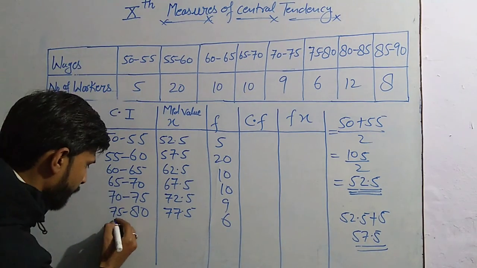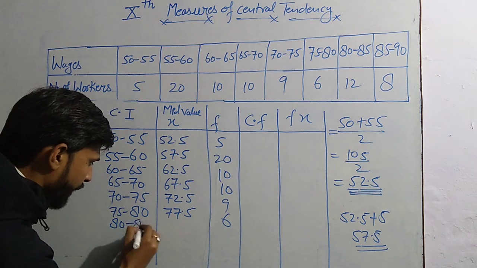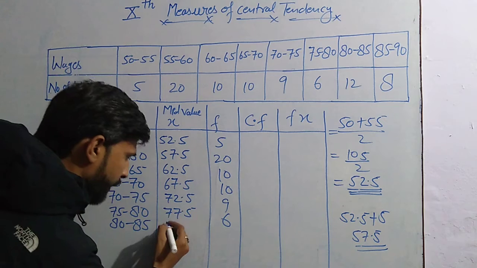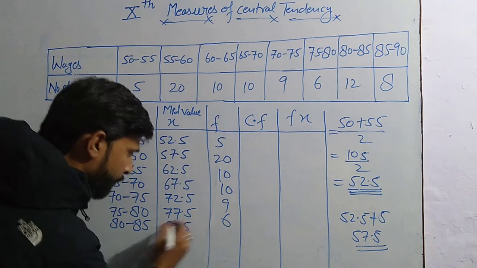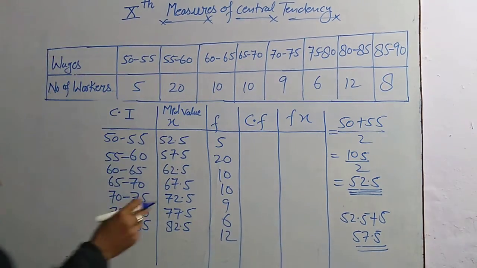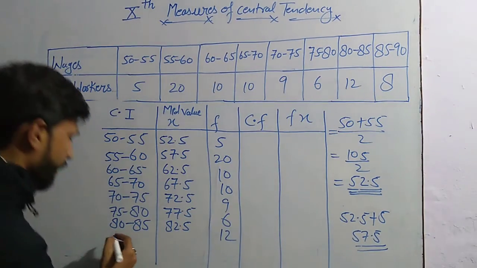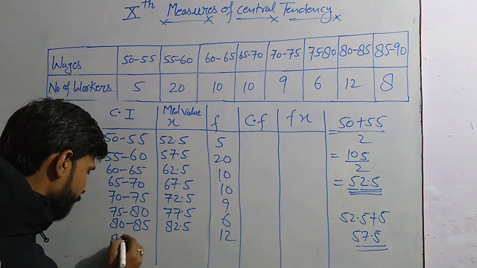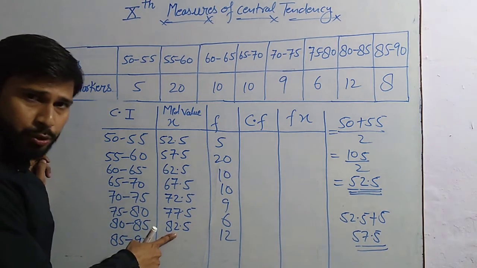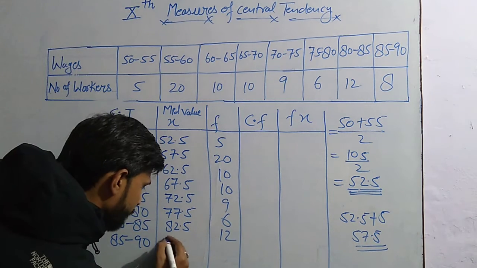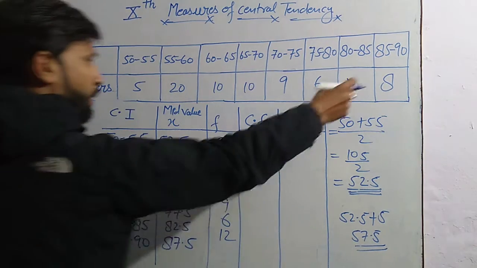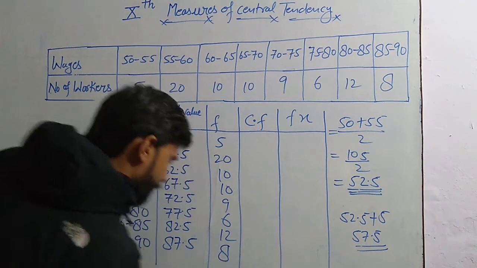Next is 80 to 85. 77.5 plus 5 is 82.5 and the frequency of this class is 12. The last value of CI is 85 to 90, and the mid value of this data is 82.5 plus 5, which is 87.5, and the frequency is 8.